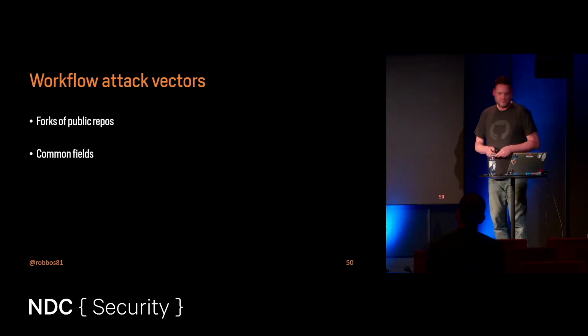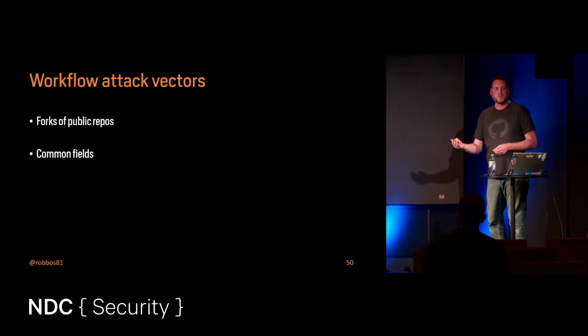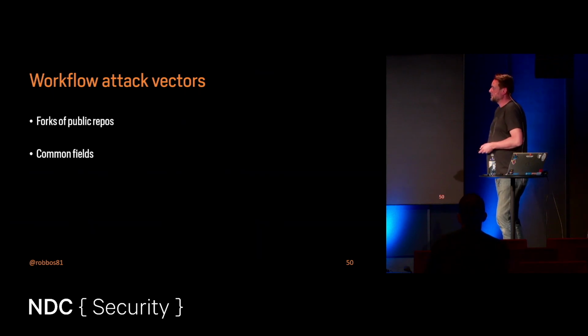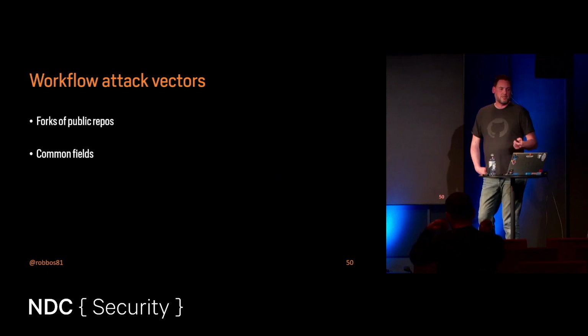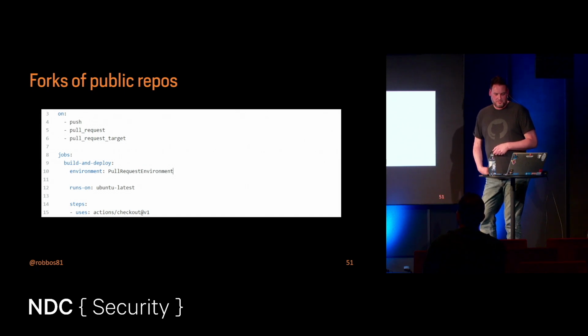That's coming up next. Because we're talking about these types of attack vectors. Forks of public repositories, and somebody can send in a pull request, and now all of a sudden your workflow is doing something else. But also through common fields in those workflow files. It's a CI/CD pipeline, so it probably has parameters somewhere along the line. This has at least already improved a lot.